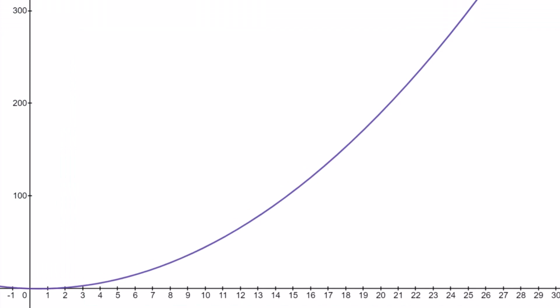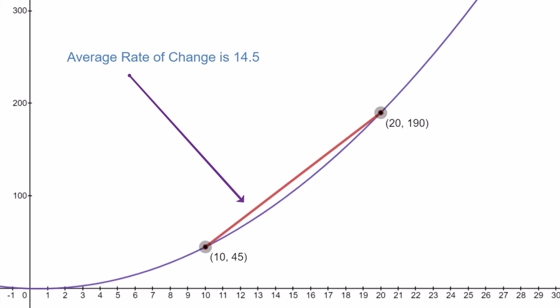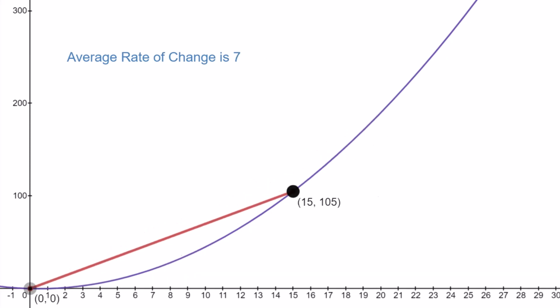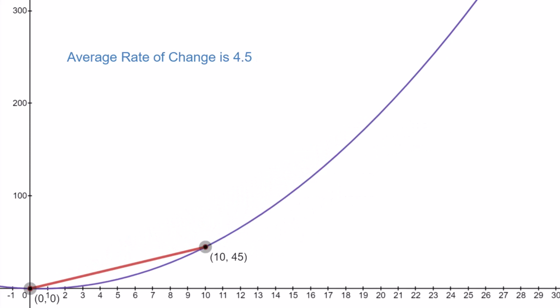In this last example, we found that the average rate of change in comparisons between n equals 10 elements in an array and n equals 20 elements was 14.5. Of course, if we were to consider the rate of change over a different interval, say from n equals 0 to n equals 10, then the average rate of change differs too.